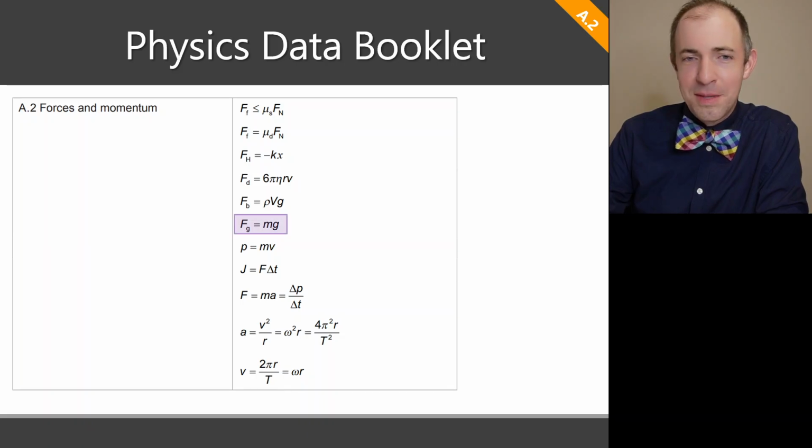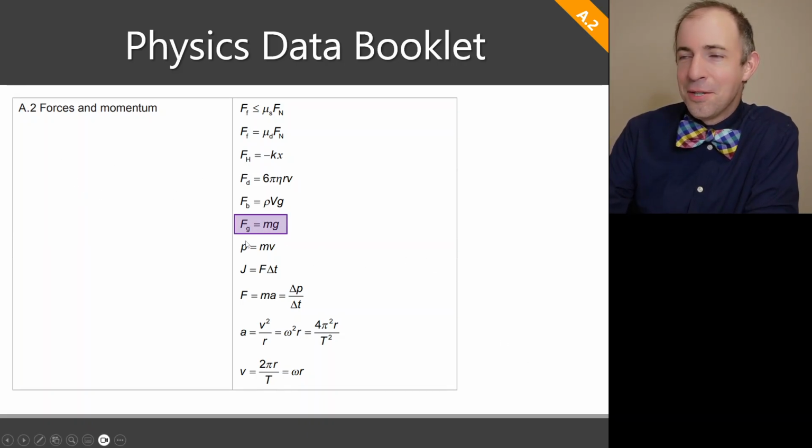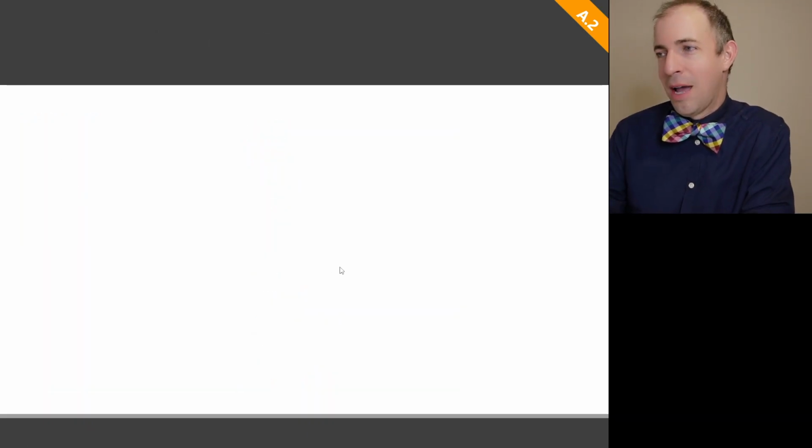Now, again, that's Earth's surface. This equation shows up in the IB Physics data booklet. It is here in A2. It's Fg is equal to mass times gravity.